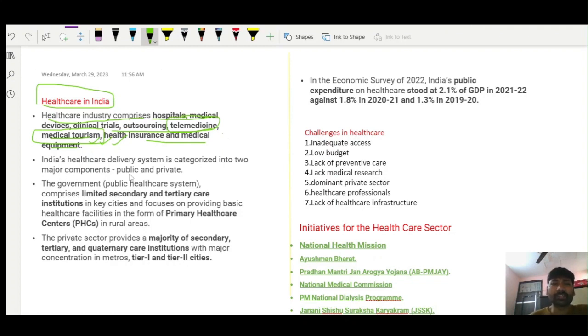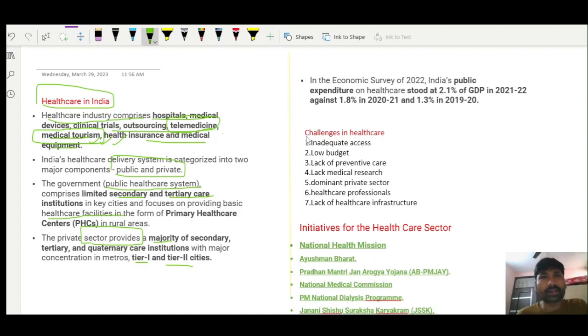Now India's healthcare system is categorized into the private sector and the public sector. The public healthcare system comprises limited presence of secondary and tertiary care institutions in key cities and focuses on providing basic healthcare facilities like community healthcare centers and primary healthcare centers in rural areas. However, on the other hand, the private sector has the largest presence in the overall Indian healthcare system. The majority of secondary, tertiary, and quaternary care institutions are concentrated in Tier 1 and Tier 2 cities. Okay, metro cities like Delhi, Mumbai, Kolkata. In these cities, the majority of the private medical institutions are located.